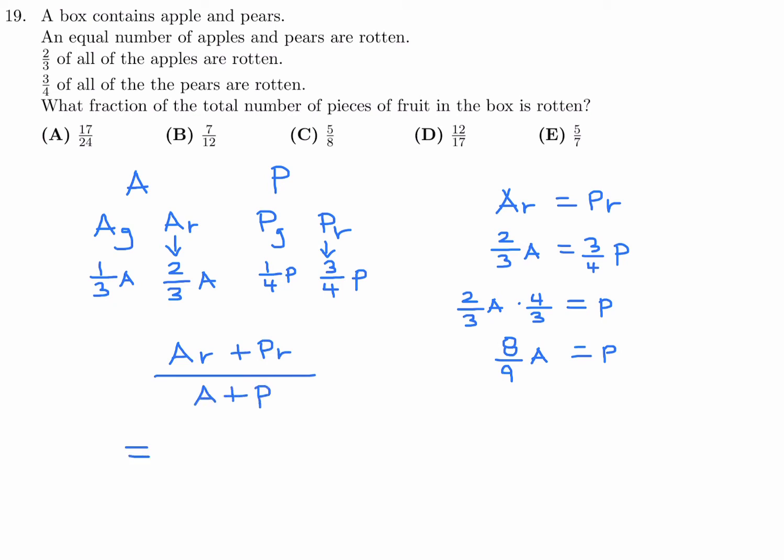Okay. Hopefully we'll get everything in one variable. AR is 2/3 A. PR is 3/4 P. All over A plus P. But P we just figured out was 8/9 A. All right, so far so good. Okay, I got it. This here is the same as this, so we can substitute that in. I was wondering how on earth am I supposed to get rid of that P? But that was pretty straightforward based on the information they gave me in the question.